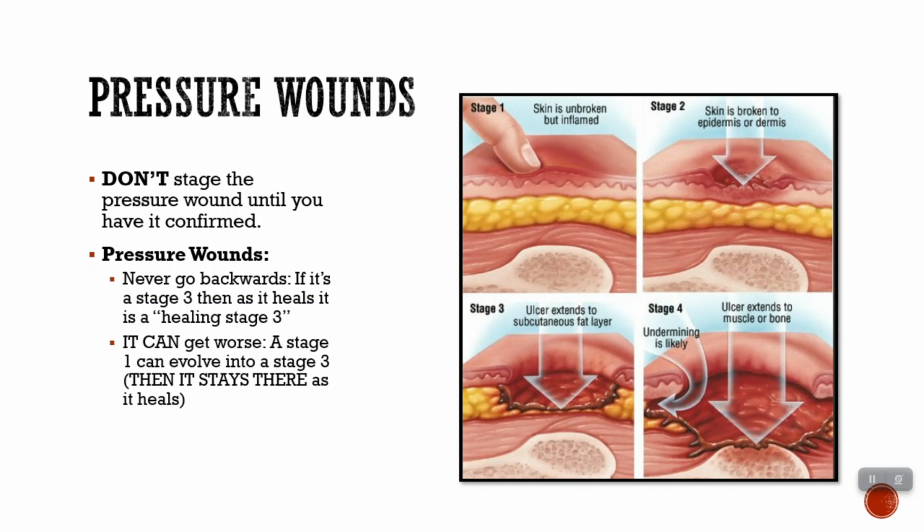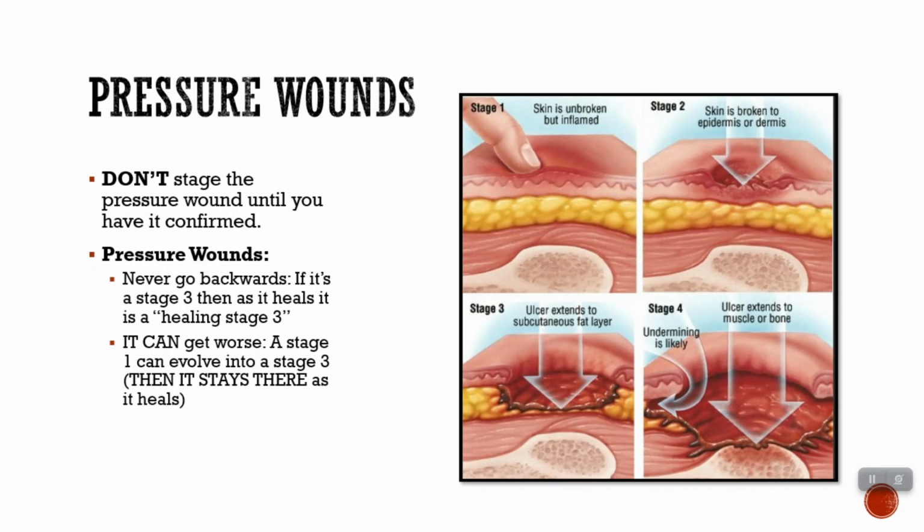Pressure wounds, again, please don't stage the pressure wound until you have it confirmed, because this is the patient's chart, and we want to be as accurate as possible. And as I was mentioning, it never goes backwards. If it's a stage 3, then as it heals, it is a healing stage 3. It is not suddenly a stage 2 and then a stage 1. Now, if you do have a stage 1, it can get worse. So a stage 1 can evolve into a stage 3, and then it stays there as it heals.